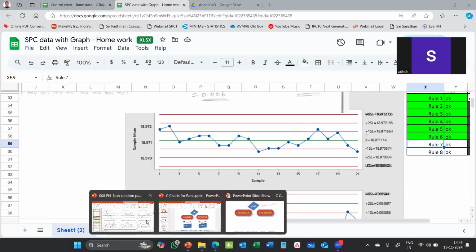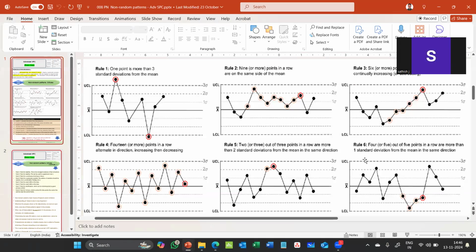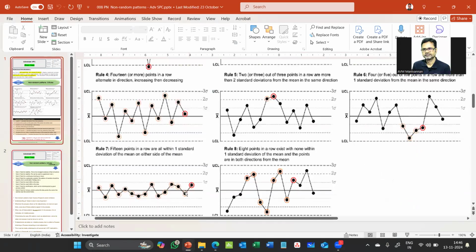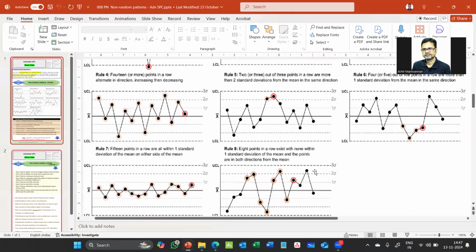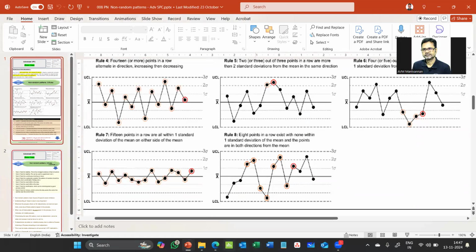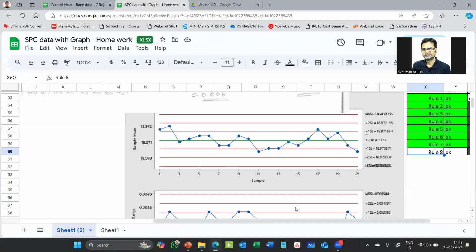Two points in a row within one standard deviation of the central line. Please see here. So I am comparing with your RANE data. This is also satisfactory. By and large, good. Okay, no special cause. What is the 8th rule now? Consecutive points, more than one standard deviation from the central line. We could see here. Okay, this is the 8th rule. So if we go by the 8th rule, also everything is satisfactory here. So no special cause here also.